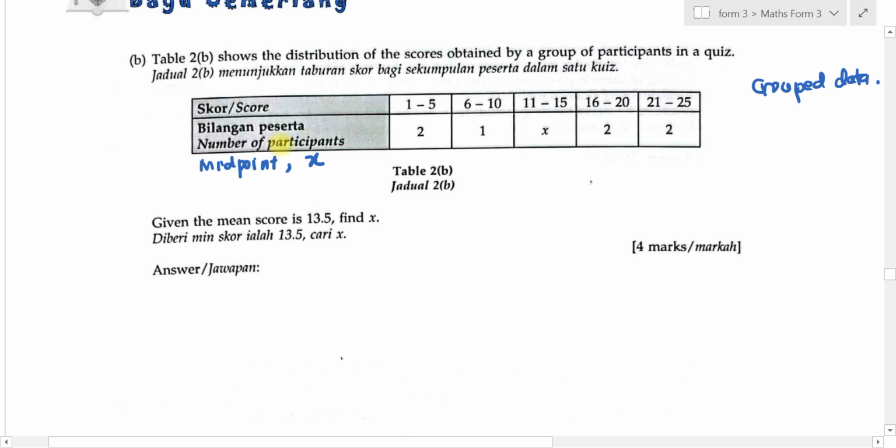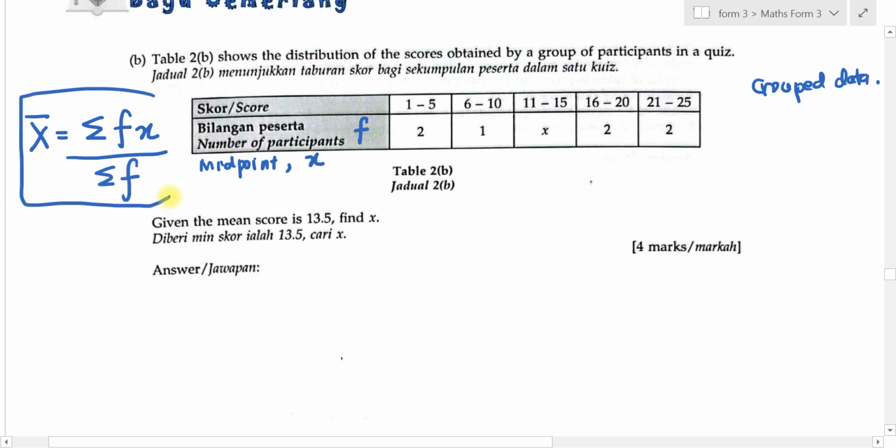Midpoint is your X. Number of participants is your F. So what is the formula for the mean? This is the symbol for the mean. Sum all your frequency multiplied by X, and divide by the summation of F. This is the notation and formula for the mean. The X here is the midpoint.